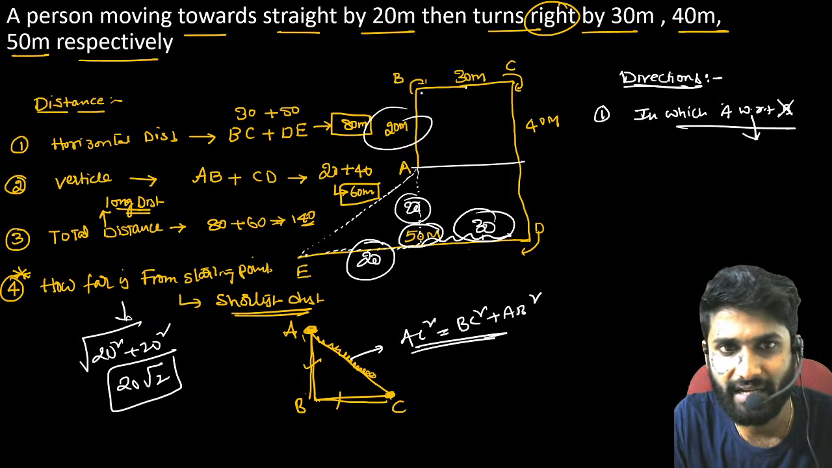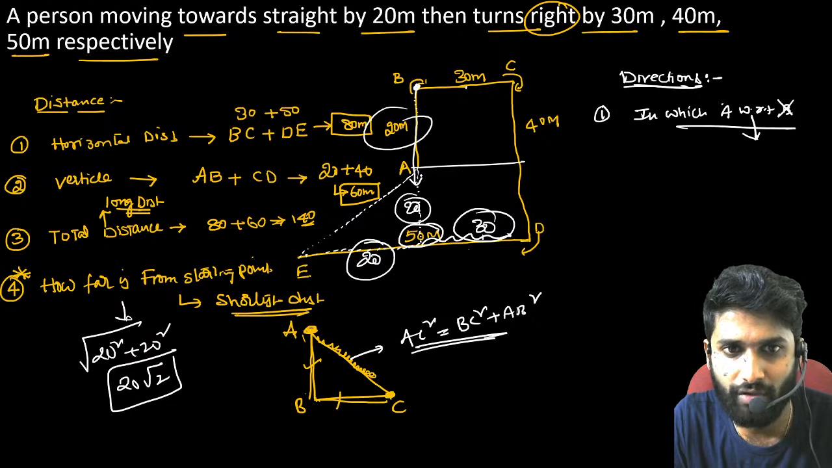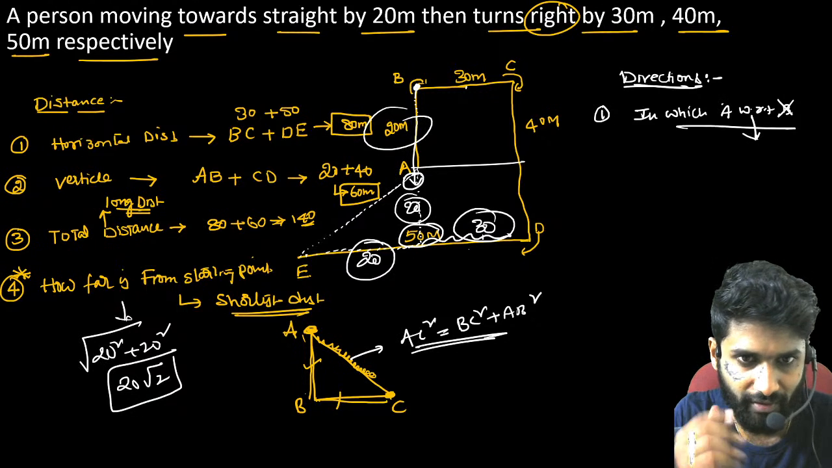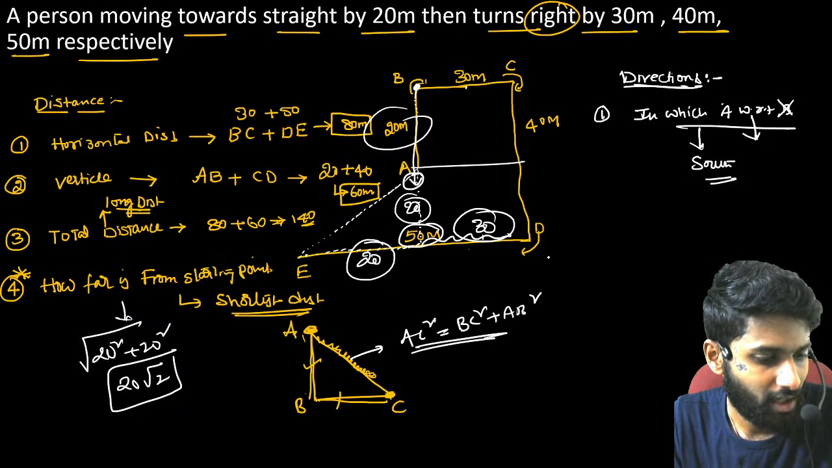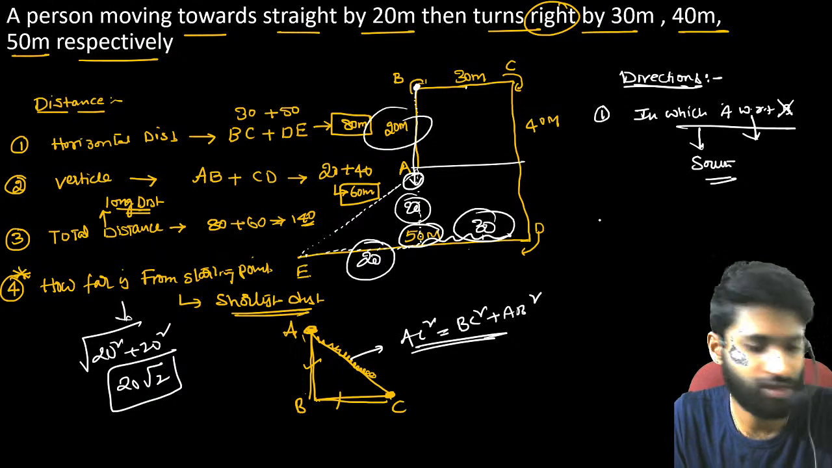Take the constant, it is B. From B to A, you just draw the line. Now the arrow was moving towards downward, so any arrow towards down, the answer becomes South. So the answer of this particular question is South.